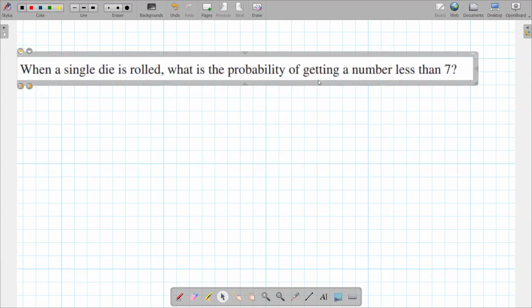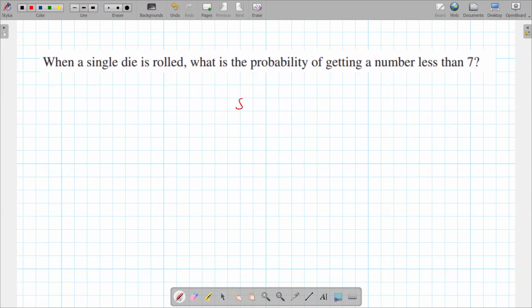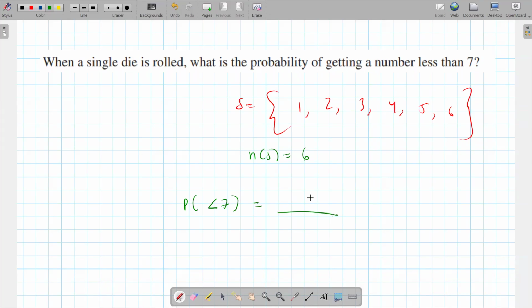When a single die is rolled, what's the probability of getting a number less than 7? So that's your sample space. NS is still 6. What's the probability of getting a number less than 7? Now, this is strictly less than 7. It's going to be 6 over 6, right? Because there are 6 numbers here that are less than 7, and your NS is 6, so it's going to be a 1. Your probability is exactly 1, which is 100%, which is confirmed, basically. A probability of 1 means 100%. It's going to happen for sure.